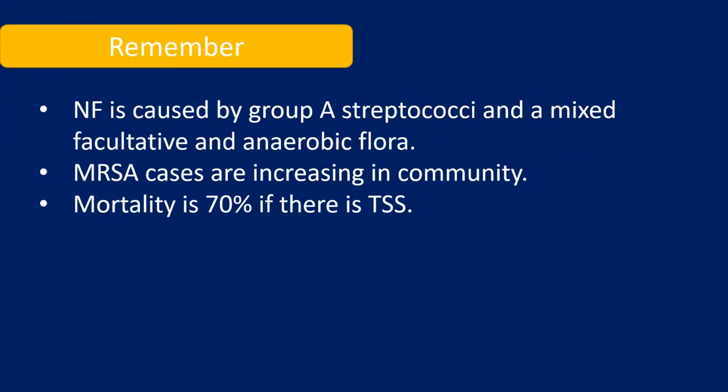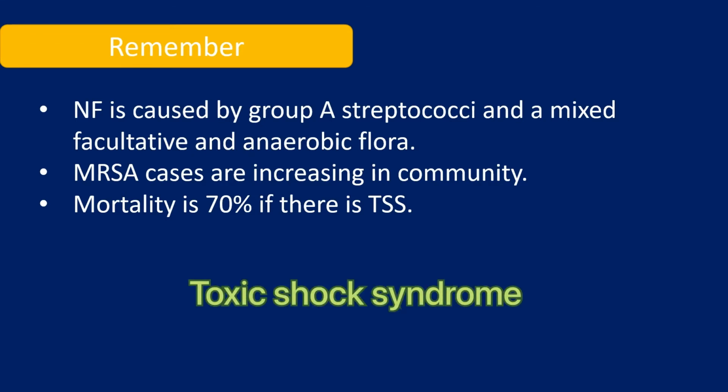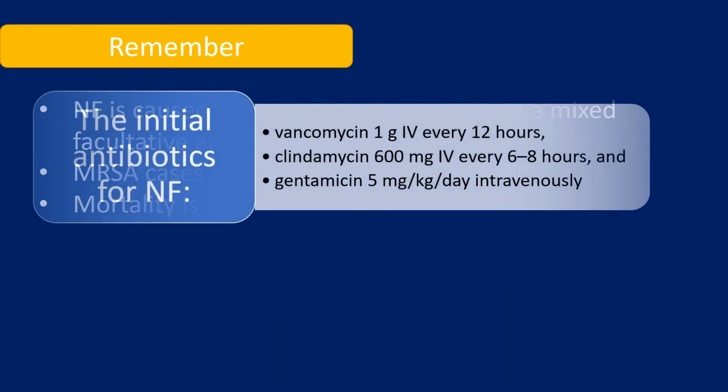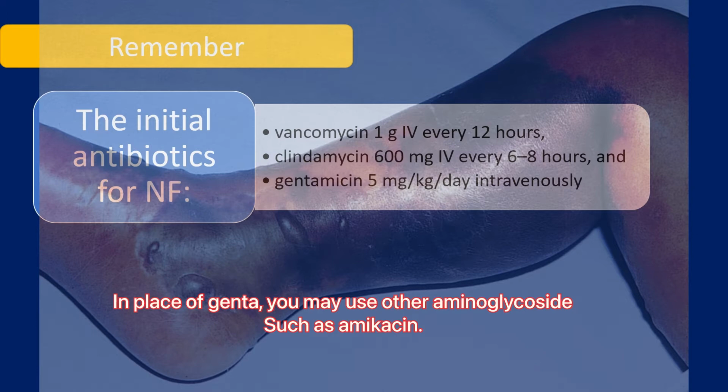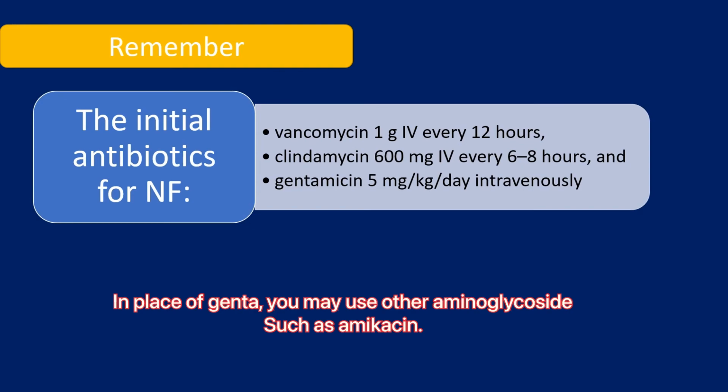The mortality rate for necrotizing fasciitis is between 15% to 35%, but it can increase to 70% if there is a shock syndrome. The initial antibiotics should cover the typical organisms and include vancomycin 1 gram IV BD, clindamycin 600 mg IV TDS, and gentamicin 5 mg per kg per day intravenously. So these three antibiotics you should remember whenever you look at a necrotizing fasciitis patient. And because this is a medical emergency, if you don't act fast, the patient may succumb to death. As I said, in shock, this mortality can go up to 70%.